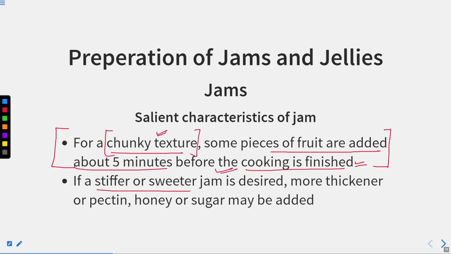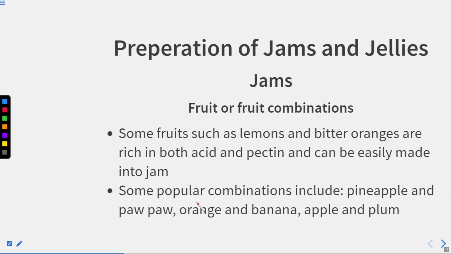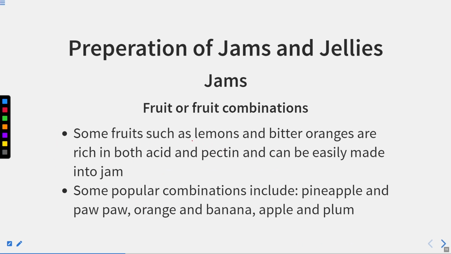If a stiffer or sweeter jam is desired, right? Sometimes we require very sweet jam. So more thickener or pectin, honey or sugar may be added. If we add honey, then it will be better, right? Sugar is not so healthy, but honey is healthy. So we can add honey instead of sugar. This is optional. Some fruits such as lemon and the bitter orange are rich in both acid and pectin and can easily be made into jam.